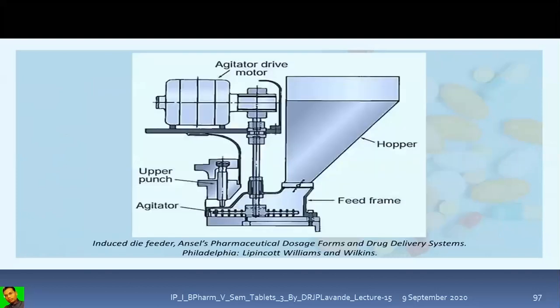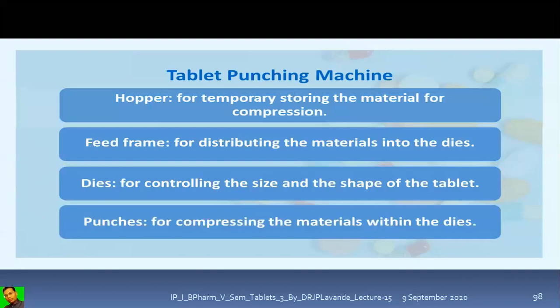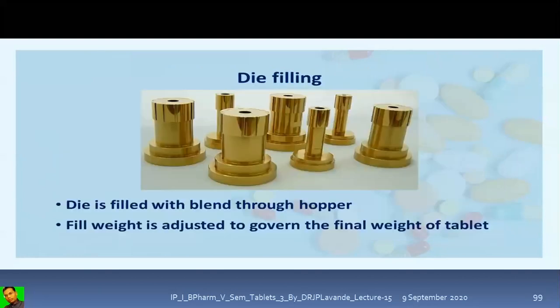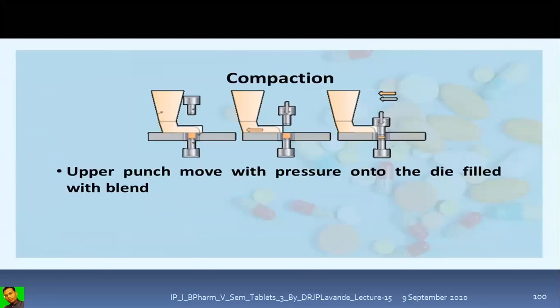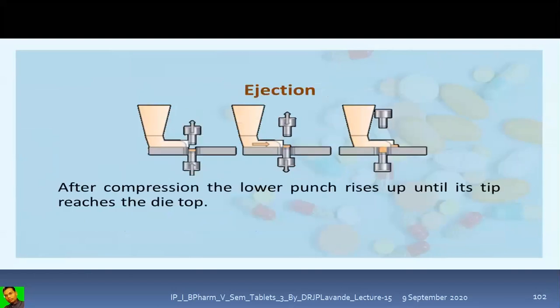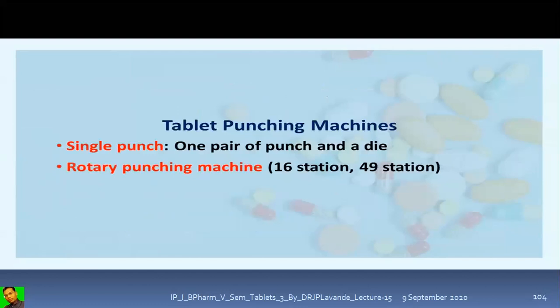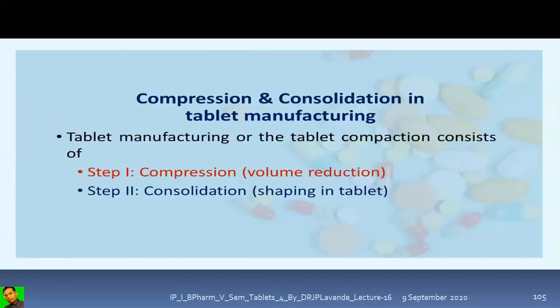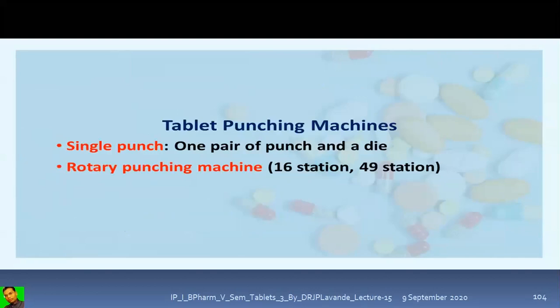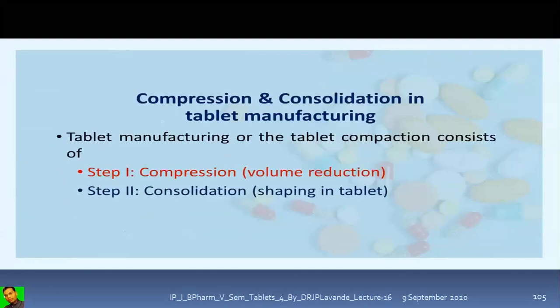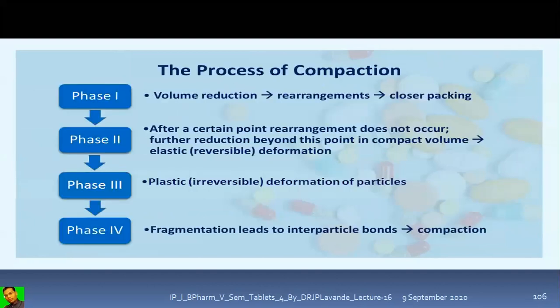This is the hand operated machinery. Then tablet punching machinery, the most important tooling, that is the upper punch, lower punch, and the die. So this is the process which has been shown, how the process of compaction and ejection will occur. Then we had gone through the punching machine, that is the automated 16 station, 14 station, 49 station, 64 station. Likewise, the compression will consist of the compression and the consolidation, which pass through 4 different stages: phase 1, phase 2, phase 3, and phase 4.